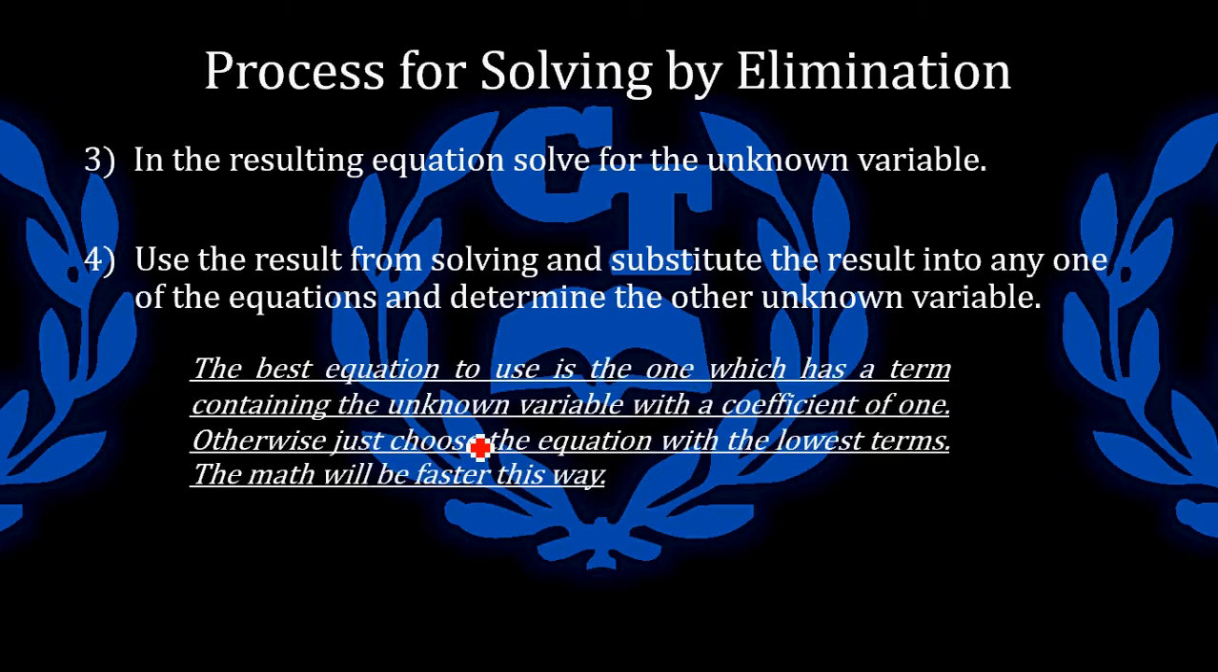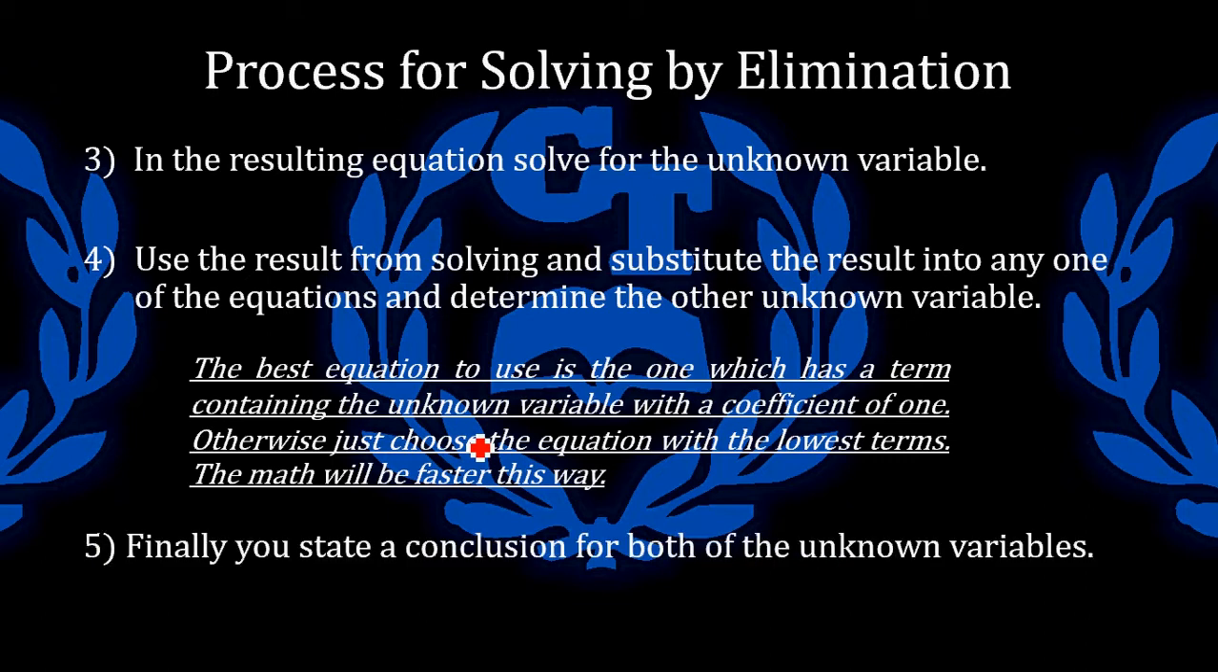The best equation to use is the one which has a term containing the unknown variable with a coefficient of 1. Otherwise, you just simply choose the equation with the lowest term. The math will be faster if you do it this way. Finally, you state a conclusion for both of the unknown variables, and that's the end of your solution process. So we'll look at a couple of examples.